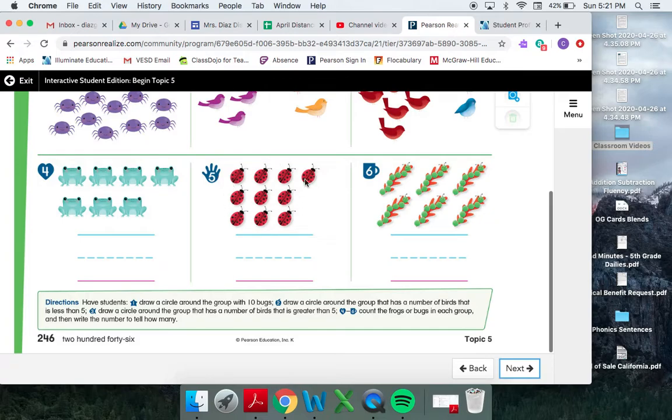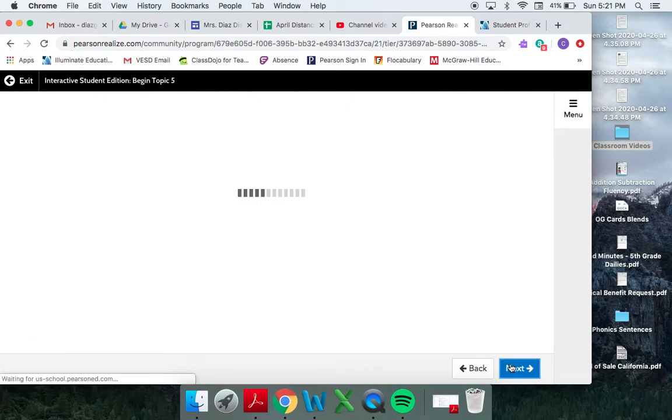Here they're drawing the bugs. I'm sorry, they're writing the number of bugs that are here, and here they're doing caterpillars. So they're writing that number, okay? Make sure they're forming their numbers from the top line down. They always want to start at the top line. When I said letters, I meant numbers. Sorry about that.